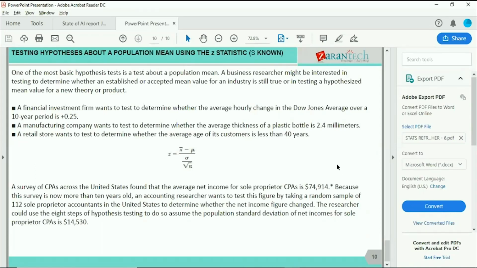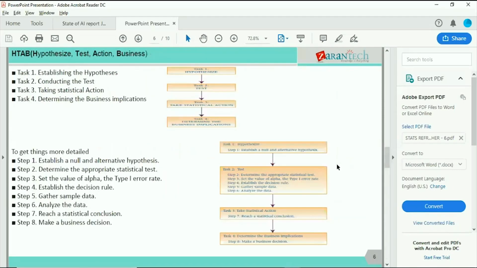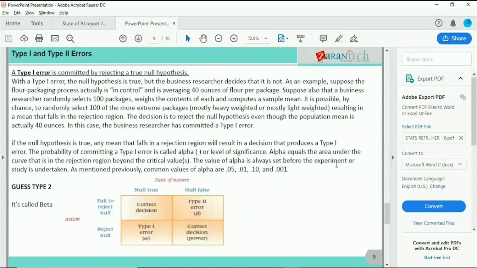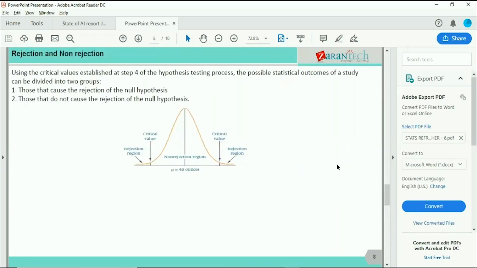No, I think I'll tell you this. I think it's difficult for you to think about estimating the population mean using that formula. Let me just tell you. Okay, sure. I think this will be a bit difficult.